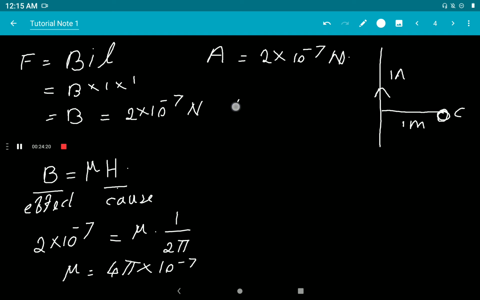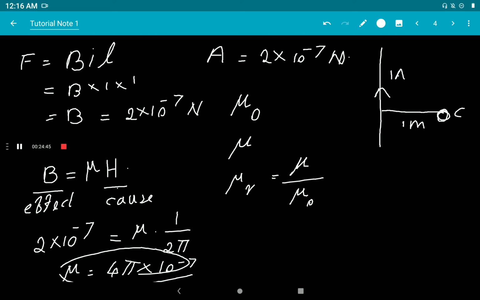Actually we write the permeability of free space as mu 0, and the permeability of a material as mu, and mu r is the relative permeability, which is the ratio of permeability of the material to the permeability of free space. And we have written the equation for our permeability as 4 pi into 10 raised to minus 7.